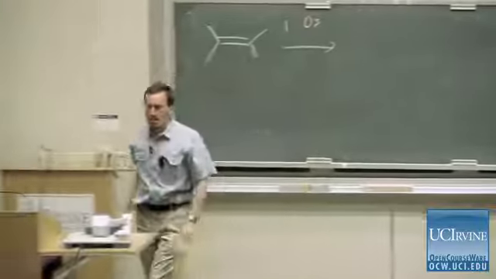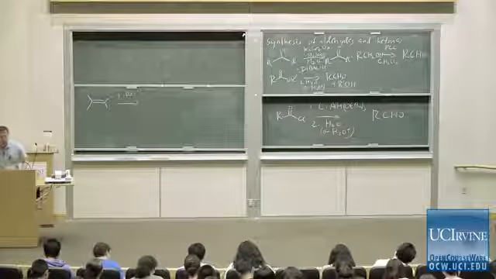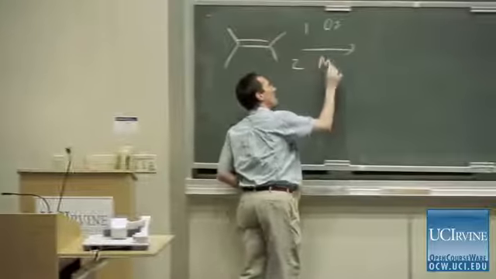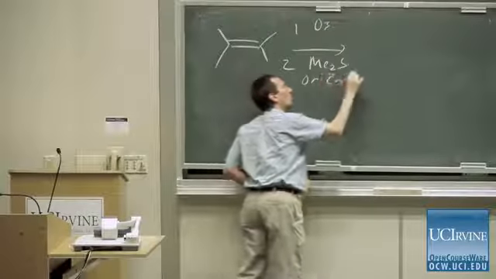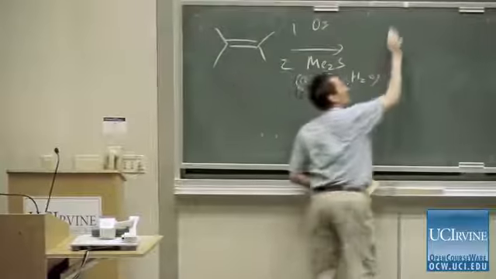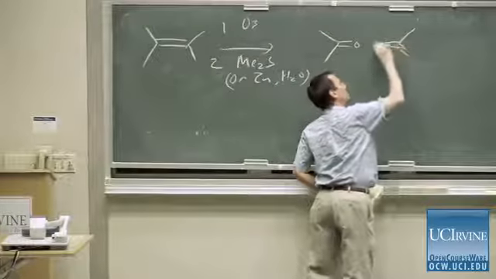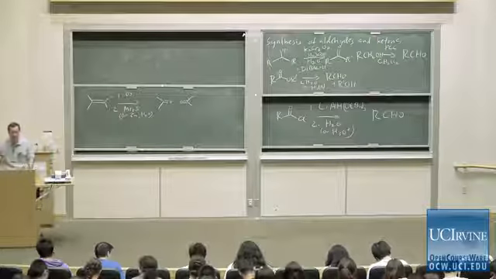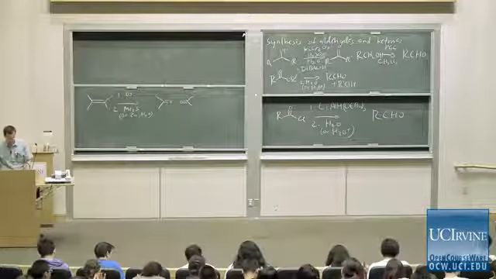which you generate by passing a silent electric discharge through oxygen, and then you can reduce the resulting ozonide with dimethyl sulfide, Me2S, or zinc and water. You can reduce the resulting ozonide and you cleave, hence the lysis, your alkene into 2 carbonyl halves, 2 ketones or 2 aldehydes, or a ketone and an aldehyde, depending on what substituents you have on your carbonyl group.